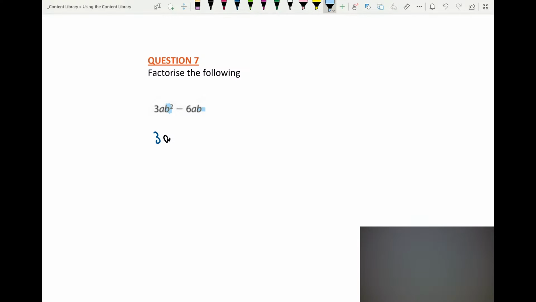Now I know here there's a b squared. Don't forget what b squared means. B squared really just means bb. There are 2 b's there. Okay, so I'm factorizing out 3ab. I'm then going to multiply 3ab by something.